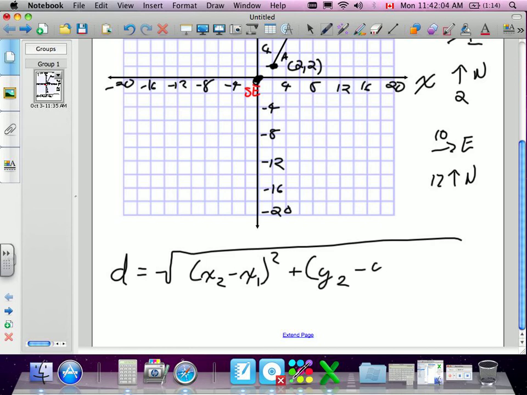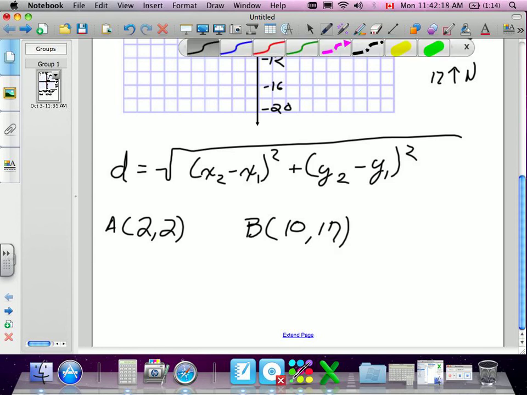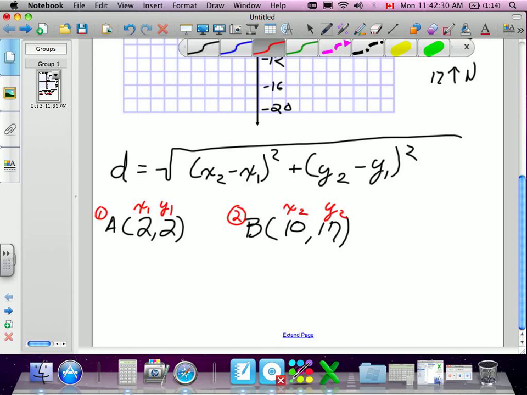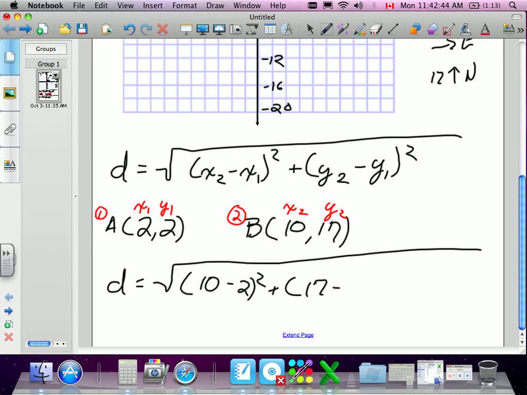Okay, let's put our 2 points down. Point A was at 2 and 2. And point B was at 10 and 17. Now I'm going to call point A my first point, so that'll be my x1, y1. And point B will be my second point, so x2, y2. And we're going to plug this into the formula to find the distance of this line. D is equal to the root. x2 is 10. Subtract x1 is 2. y2 is 17. Subtract y1 is 2. Squared.